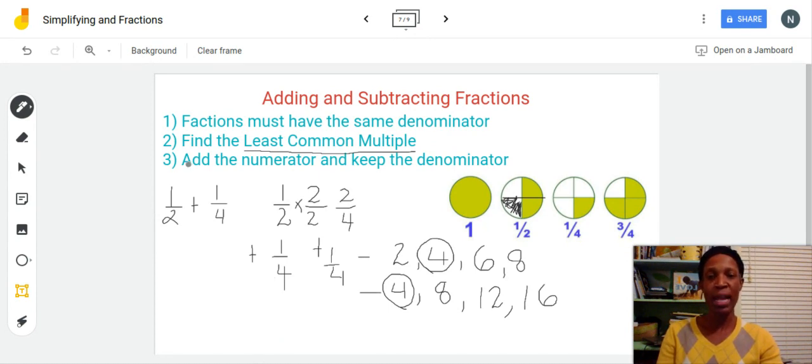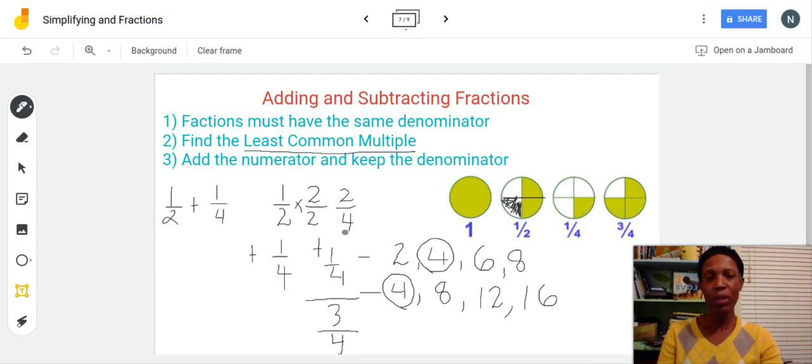So what do we do next? Now that we have the least common multiple, we go on to step number 3. We add the numerator and keep the denominator. So under here, we're going to add the numerator, 2 plus 1, we get 3. And we're going to keep the denominator, which is 4. The answer is now 3/4. And now we go over here, we added a half to a quarter, and it's exactly 3/4.